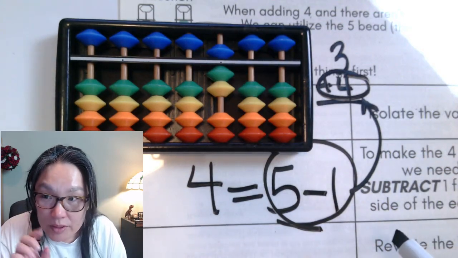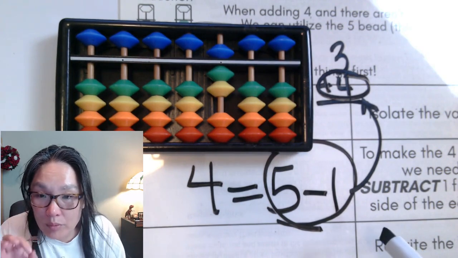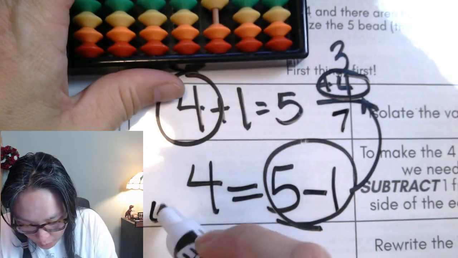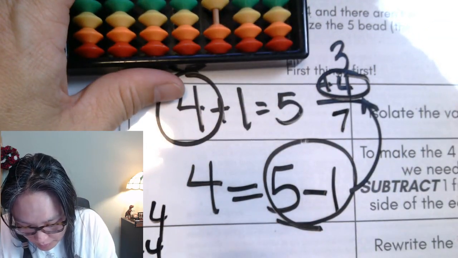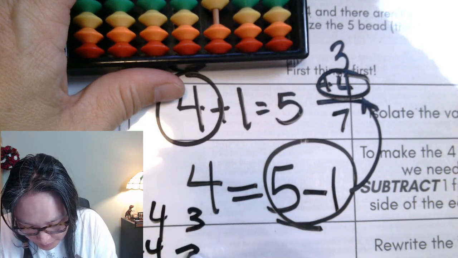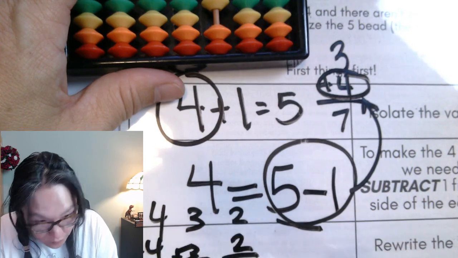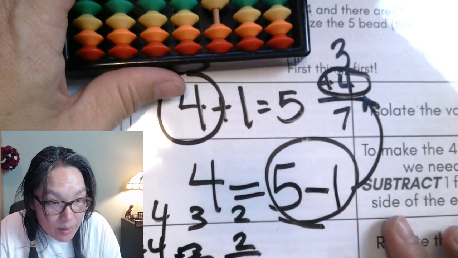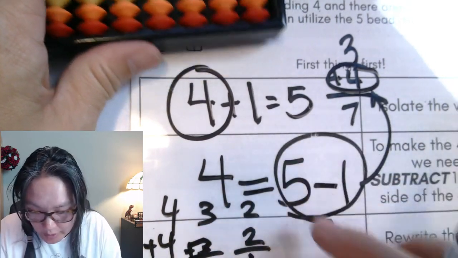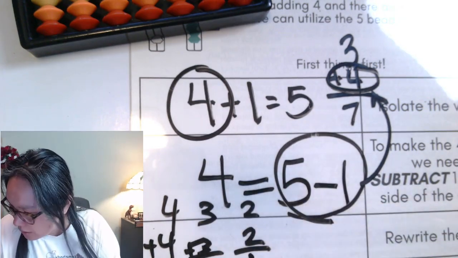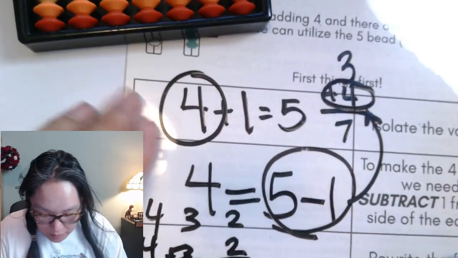In abacus, we don't memorize doubles, right? What does that mean? Doubles means 4 plus 4 equals 8, 3 plus 3 is equal to 6, 2 plus 2 is equal to 4. We don't memorize this. What we memorize is our formula. We memorize our modified equation because it's very versatile.